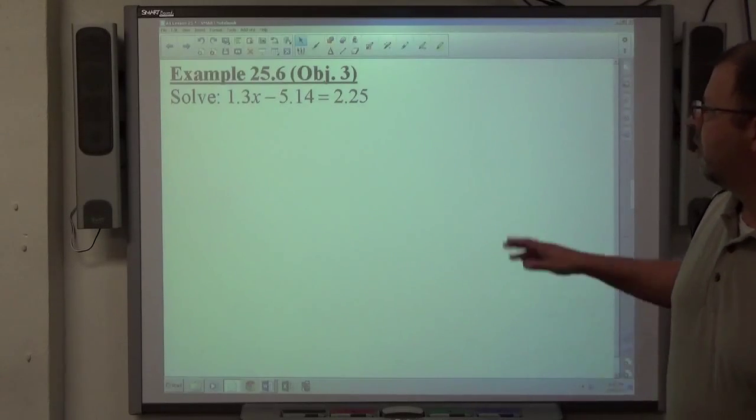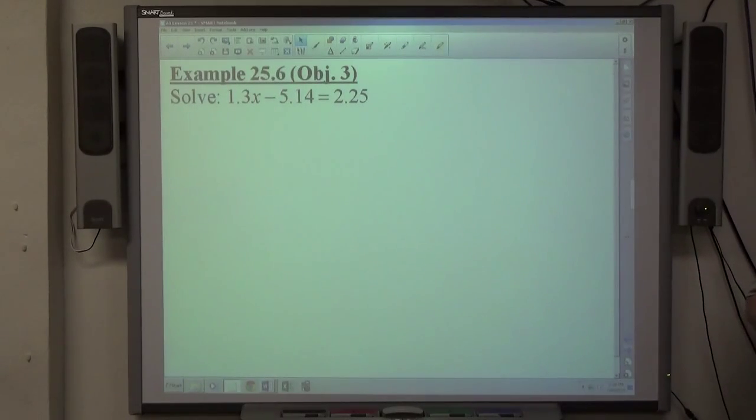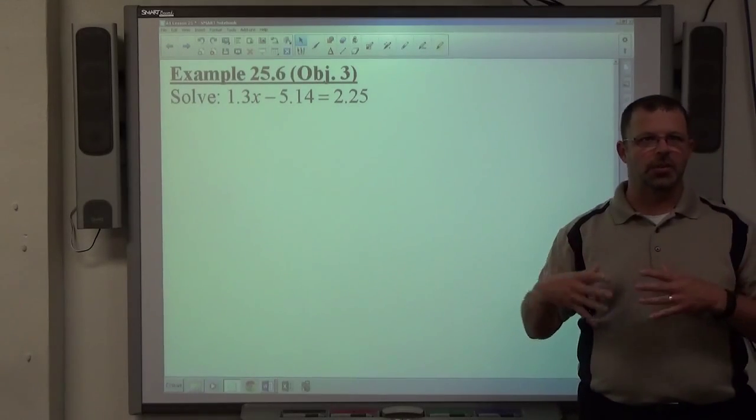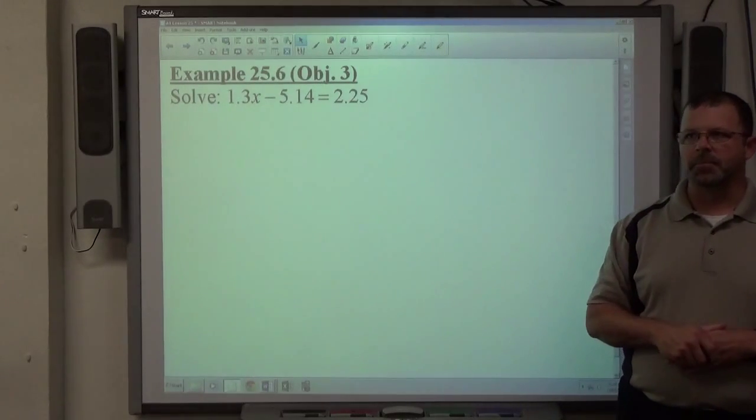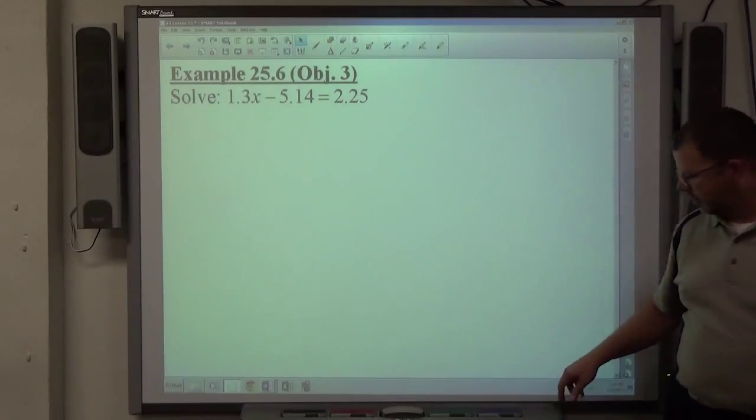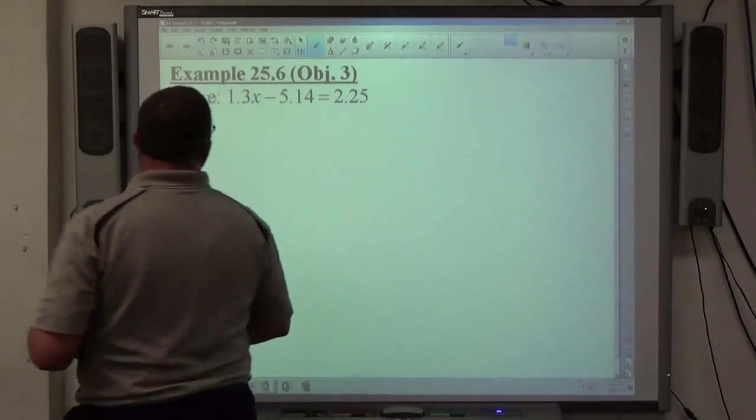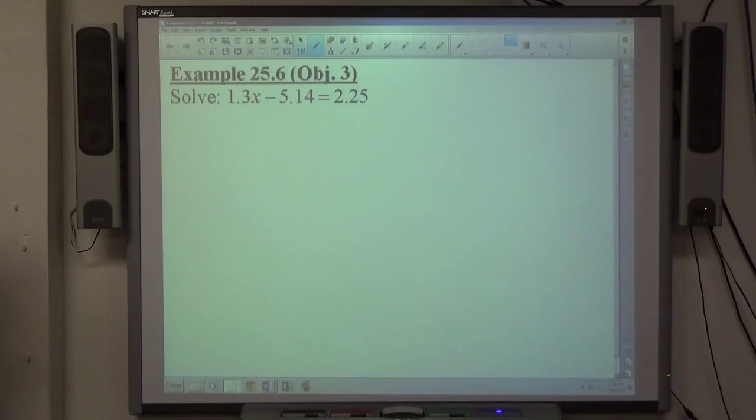Okay, the last one I'm going to show you, and I'm going to throw one extra one on here just for fun too, because getting rid of decimals and fractions is sometimes a new idea. And I want to throw a couple weird scenarios in just to make sure you can handle those if they happen. 1.3x minus 5.14 equals 2.25.